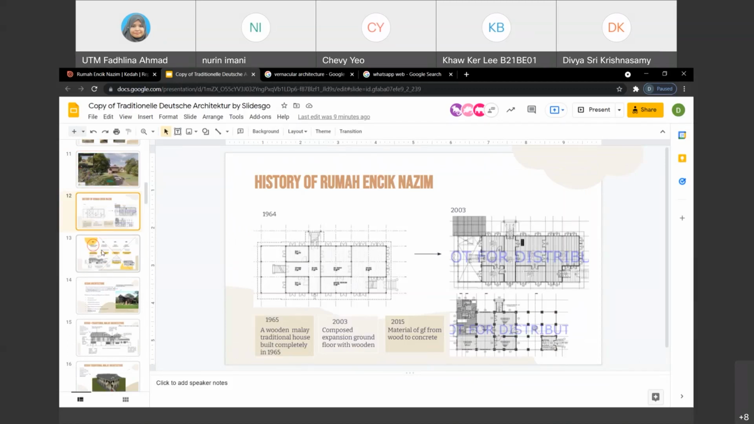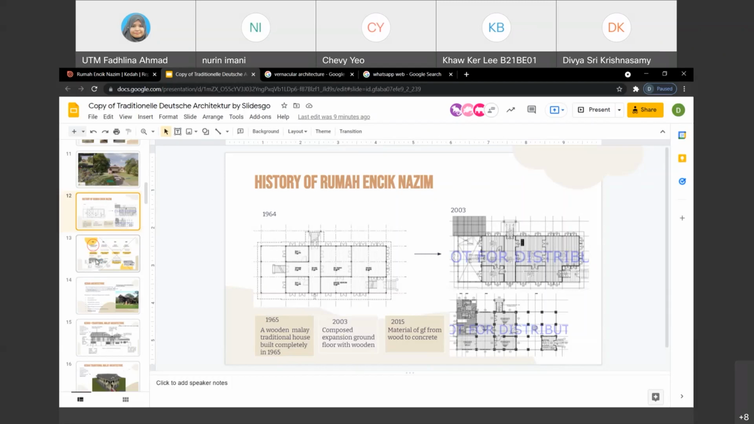Do I need to mention this one, doctor? Do I need to mention that they had the expansion of the ground floor using wood? Yes, yes, because you are going to do the original one, right? But you need to also mention the development of the house.